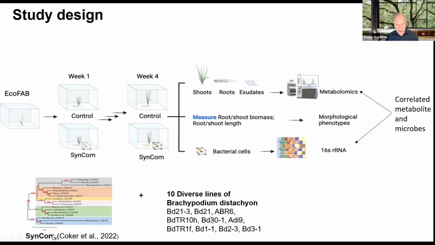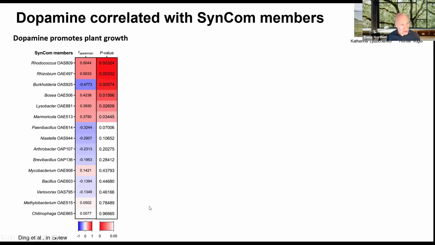We used 10 different lines, and we used the SynCom that I told you about. This is the Spearman correlation coefficient between the different members of that 17-member community and dopamine. We can see that there are microbes positively correlated with the abundance of dopamine, and other microbes that are anti-correlated. So very much like what we saw with serotonin.